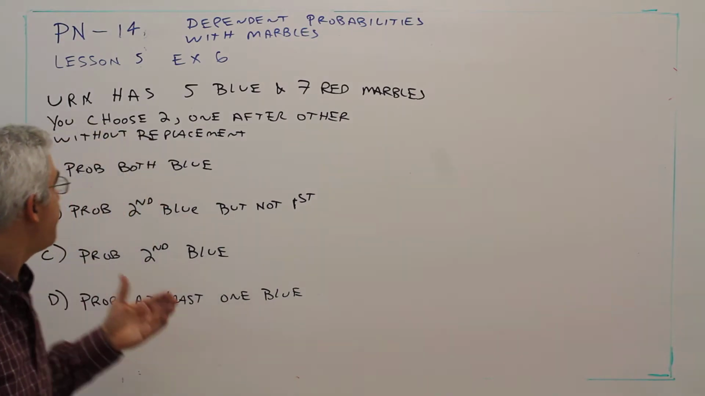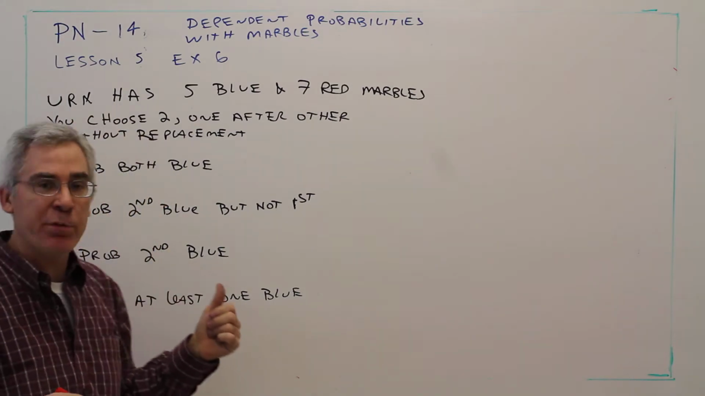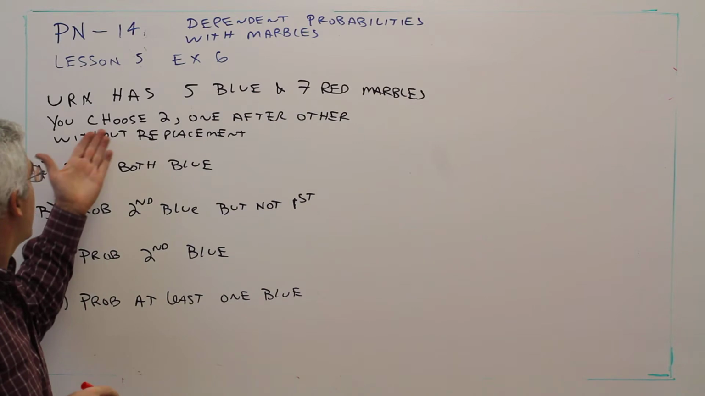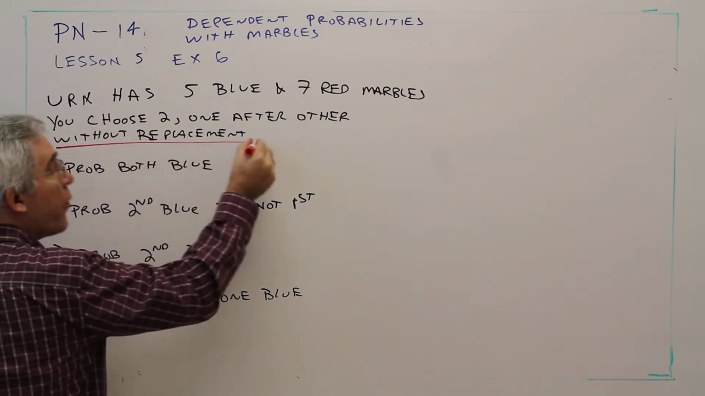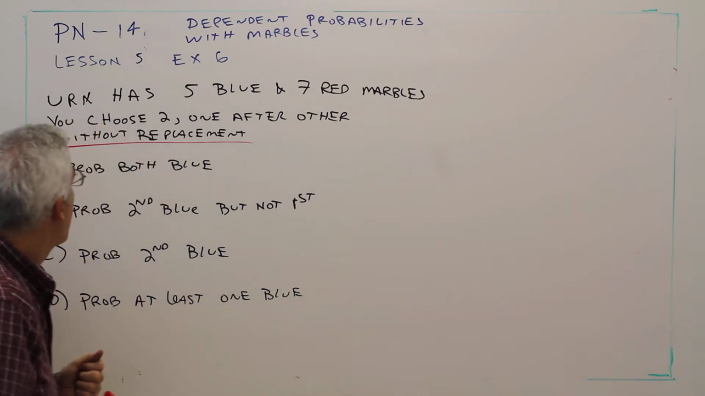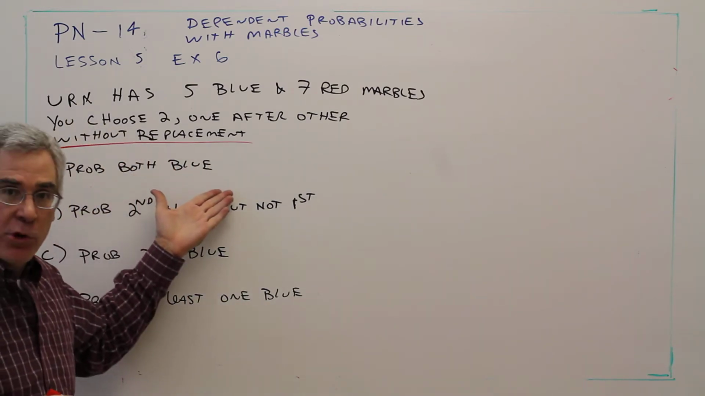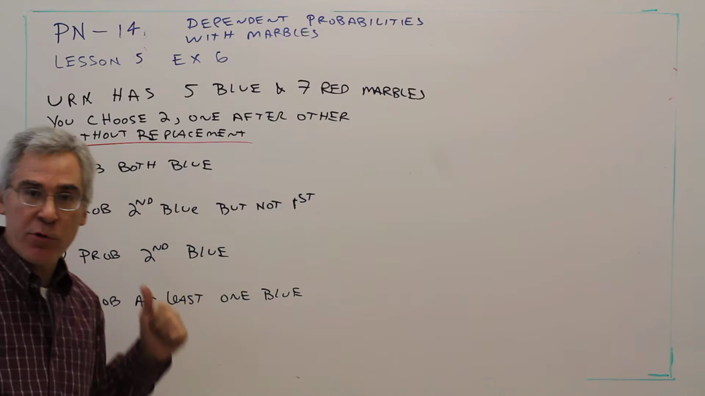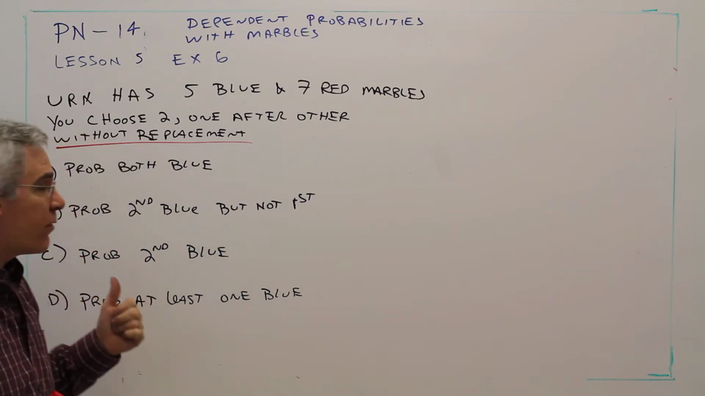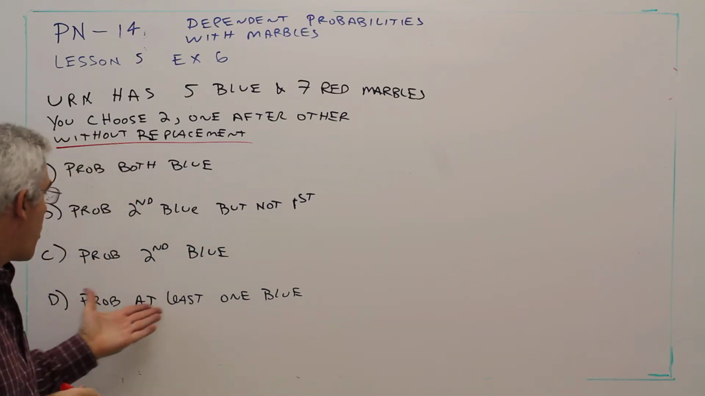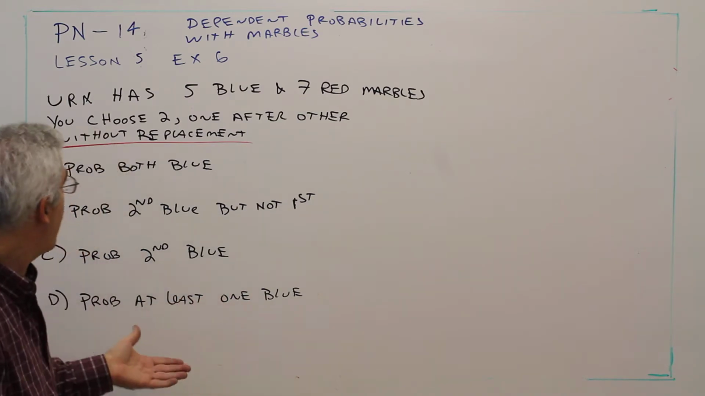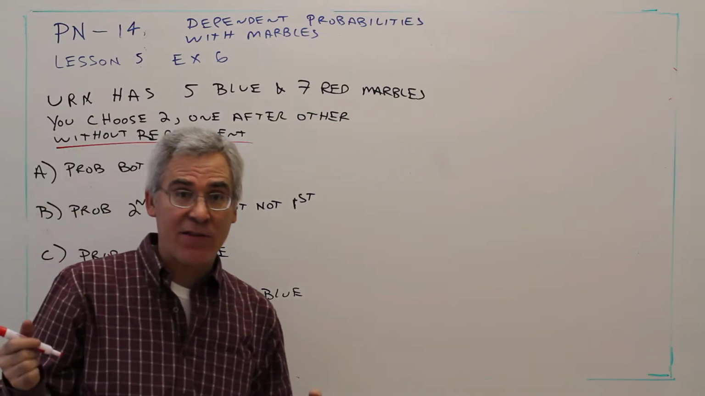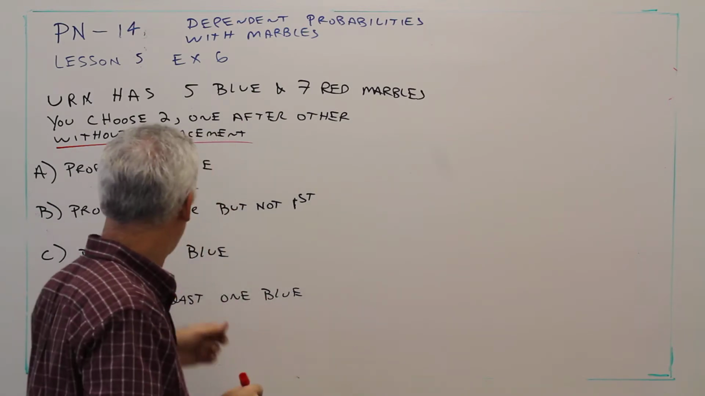Here's the problem. An urn has 5 blue and 7 red marbles. You choose 2, one after the other, without replacement. Find the probability that both are blue. The second is blue, but not the first. The second is blue. And finally, that at least one is blue. Okay, I'll work through it. I'll give you exact simplified answers with the calculator.